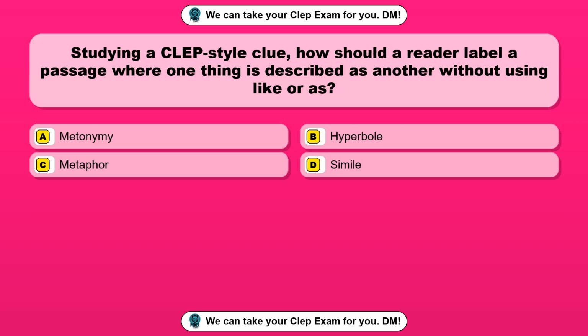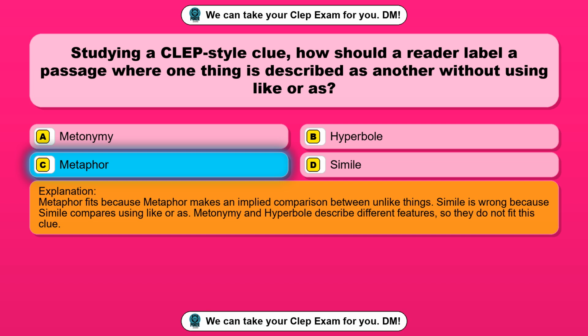Question 24. Studying a CLEP style clue, how should a reader label a passage where one thing is described as another without using like or as? Option A, metonymy. Option B, hyperbole. Option C, metaphor. Option D, simile. The correct answer is option C, metaphor.